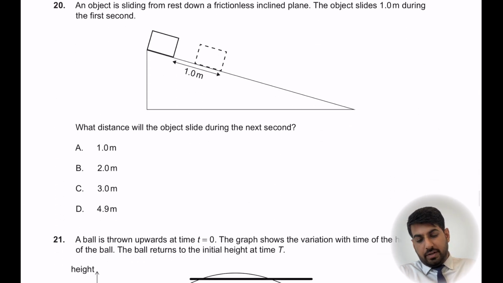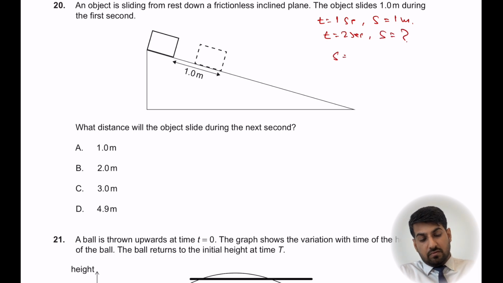Now question number 20. An object is sliding down from rest on a frictionless inclined plane. The object slides 1 meter during the first second. What distance will the object slide during the next second, guys? It is asking you for the next second. So when t equals 1 second, the displacement was 1 meter. So when t equals 2 seconds, what would be the displacement during the next second only?